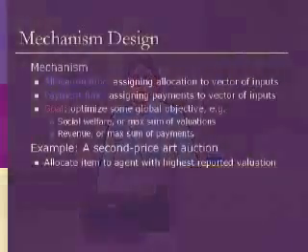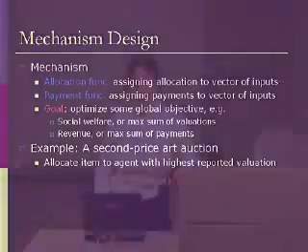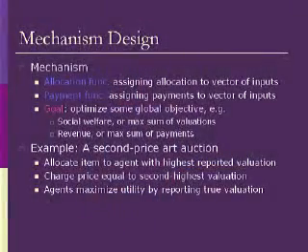So in our running example, you can think of a second price auction for this work of art. Here, the allocation function is you ask each agent his value for the work of art. You look at all of the inputs that you get, and you allocate the item to the agent with the highest reported valuation. And then you charge a price equal to the second highest valuation to the agent that received the work of art.